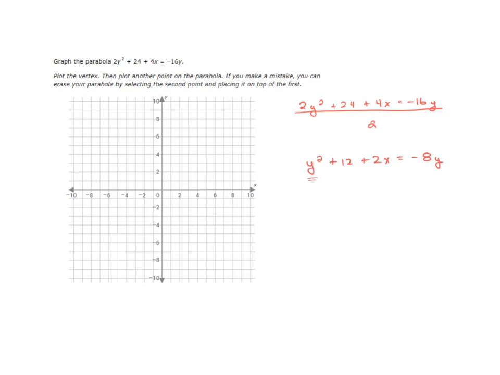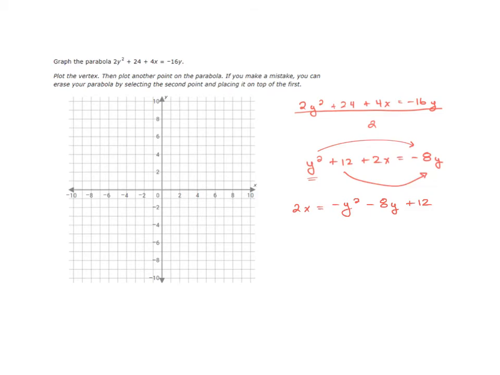So actually what I want to do is rearrange this to have x by itself. And this is where it's going to get a little complicated, but that's all right. I'm going to bring this y this way, and I'm going to bring this 12 this way. So I'll have 2x is equal to, let's say, negative y squared, subtracting y from both sides, minus 8y plus 12.